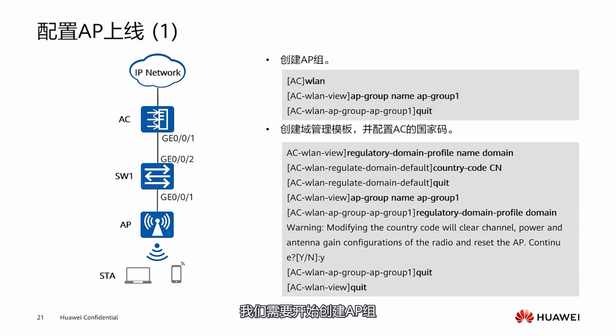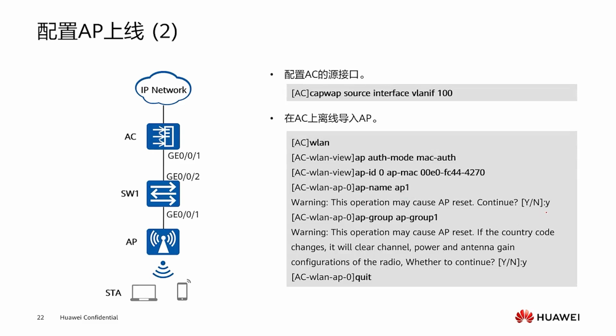After network connectivity is established, we need to start creating AP groups. Our AP group is named AP Group 1. After creation, exit, and then continue to create the domain management template. So, the name is domain. The country code is CN. After it is created, the AP group needs to be bound with the domain management template.